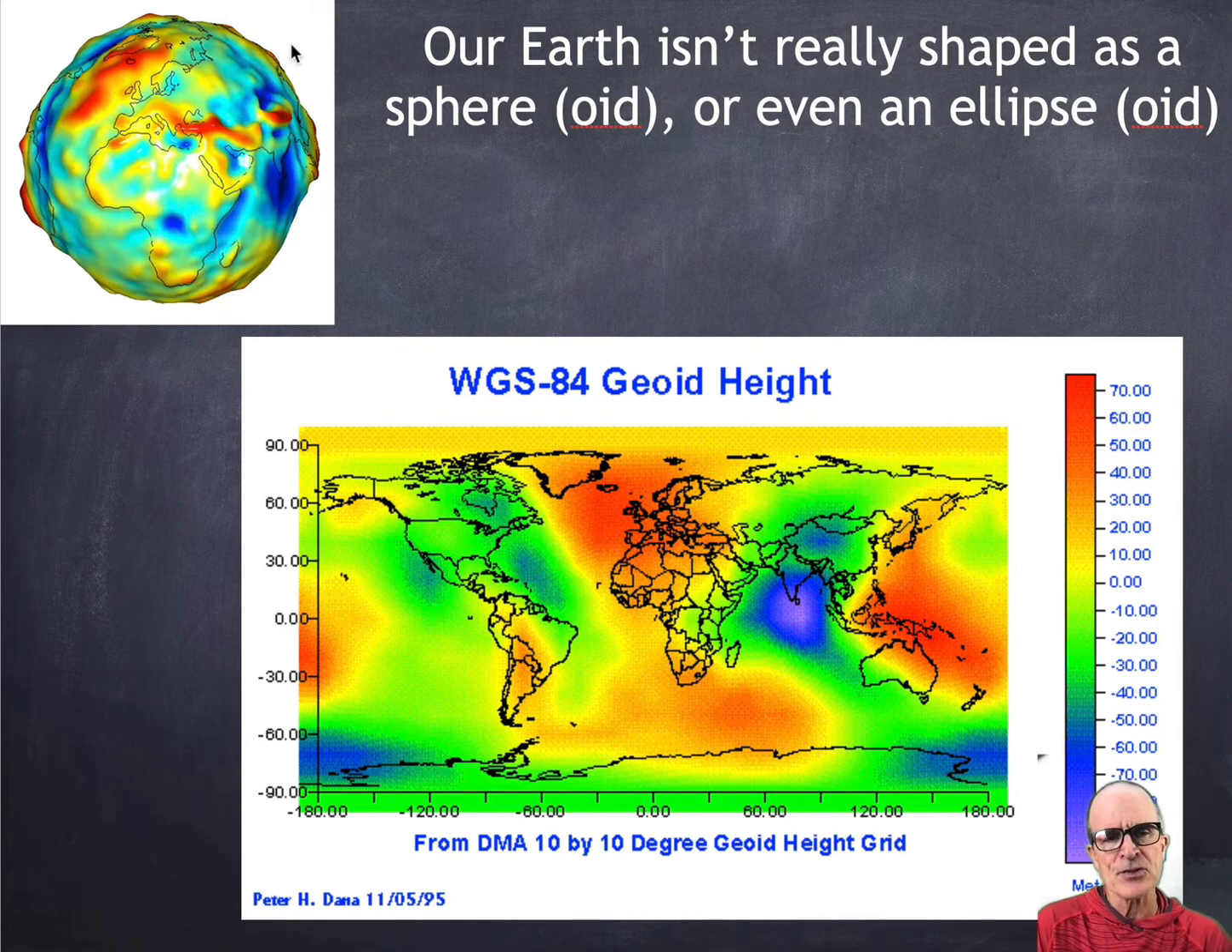Now, this is a great exaggeration. You couldn't really see the lumps at this scale, but they are pretty substantial. They're on the order of 200 meters, so something like 600 feet from the highest to the lowest. So there's an area here in the Indian Ocean that is lower, that's pulled in, and an area up here in the North Atlantic that's pushed higher than the regular surface of the Earth.